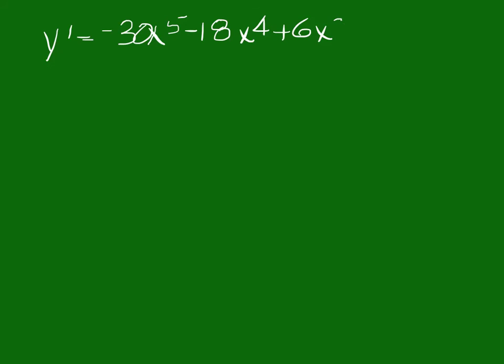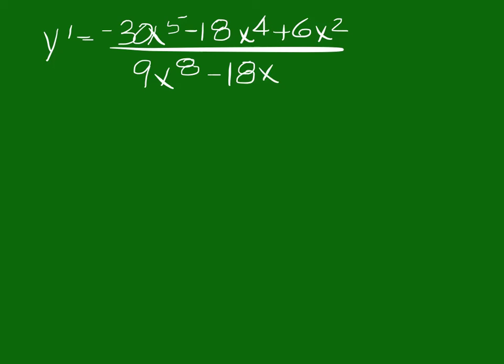So over here, if you multiply the bottom out, of course the top will stay the same, negative 30x to the 5th minus 18x to the 4th, and then plus 6x squared. On the bottom, when you multiply that out, you should have 9x to the 8th minus 18x to the 6th plus 9x to the 4th. Did anybody get that step so far?